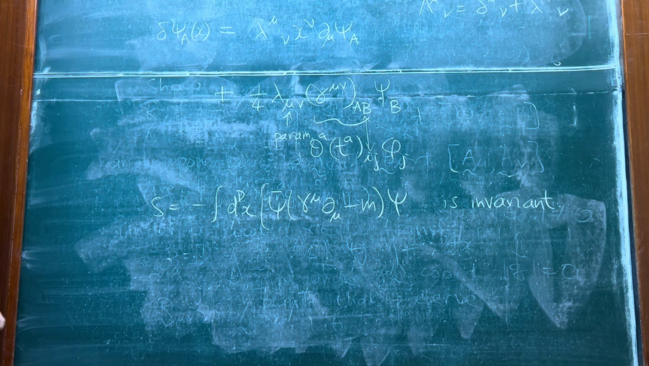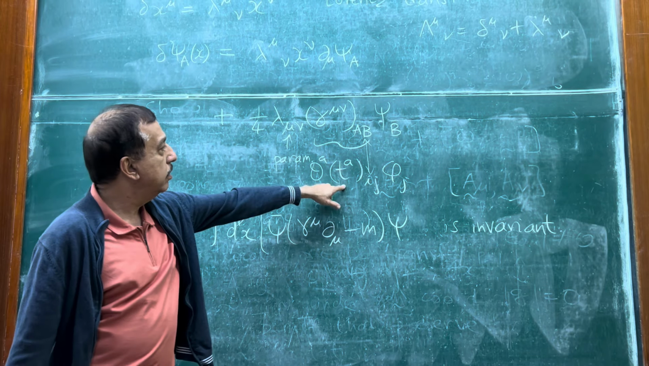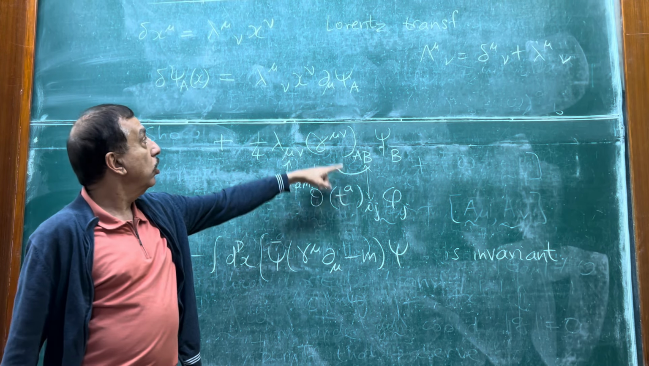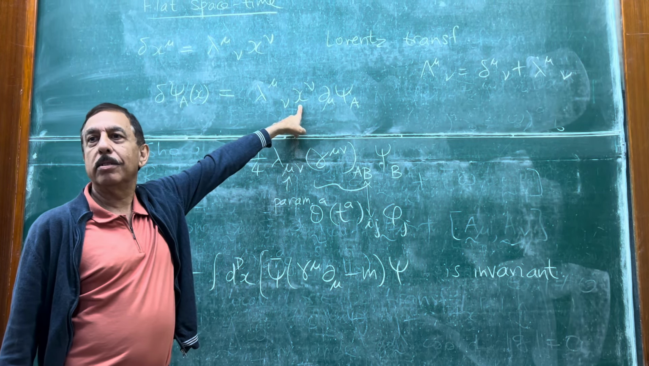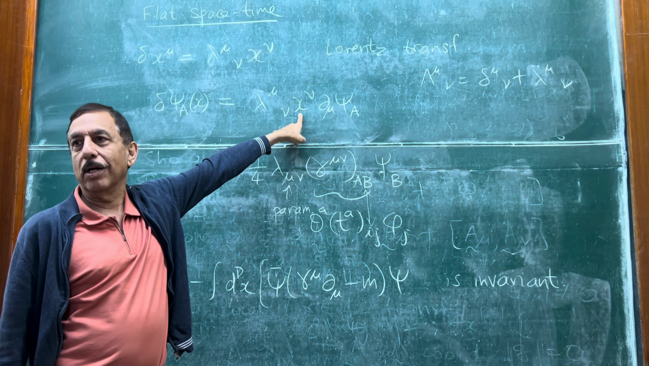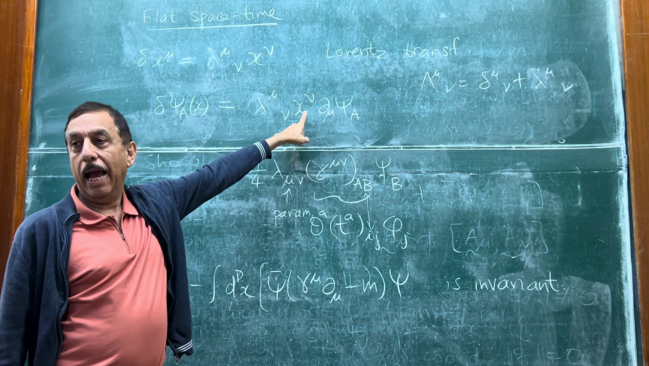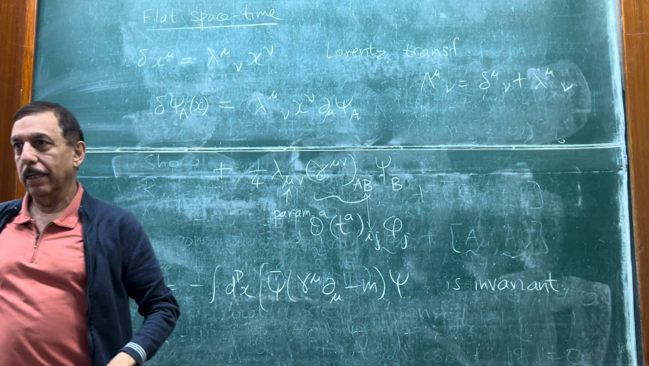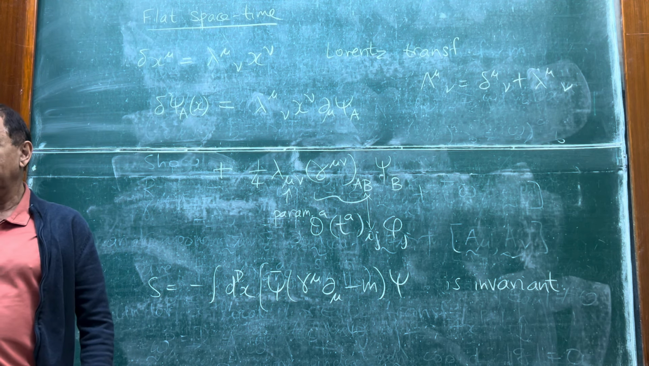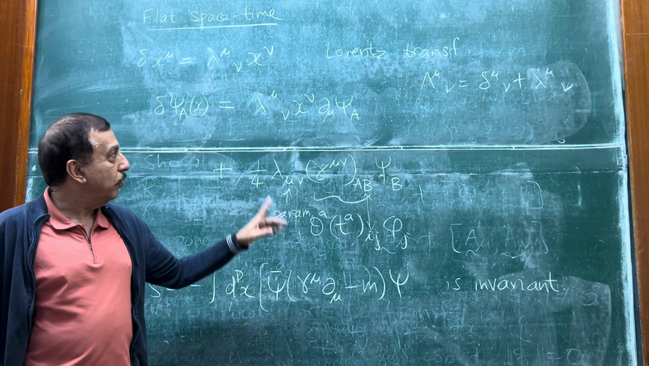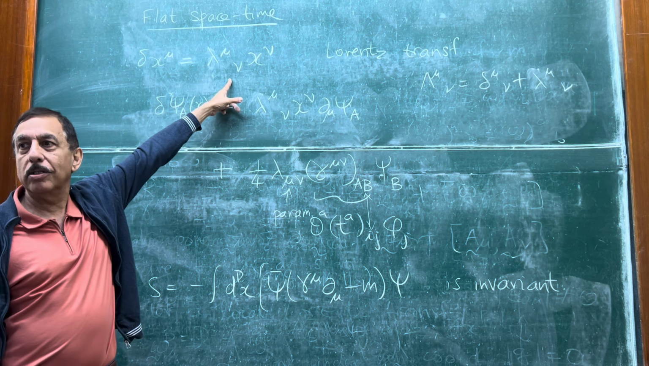In the Yang-Mills case, you would have only this term. You wouldn't have the analog of this term because a Yang-Mills transformation is not a space-time transformation. It's a gauge transformation, an internal symmetry. Here, what we are doing is performing a Lorentz transformation on space-time.